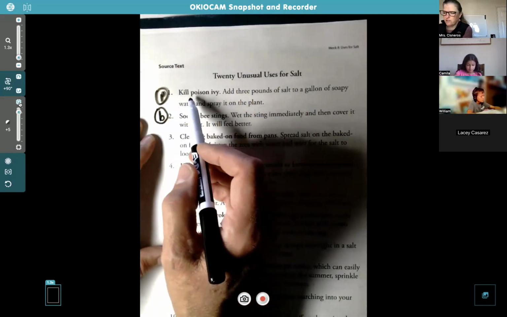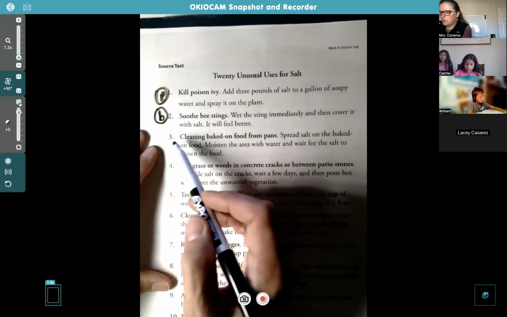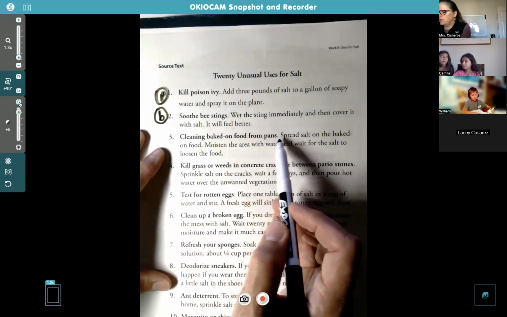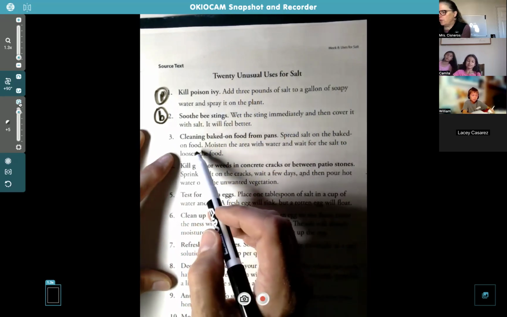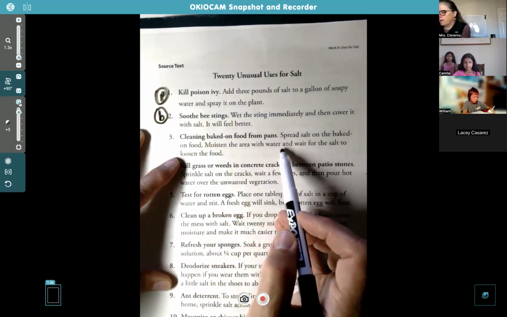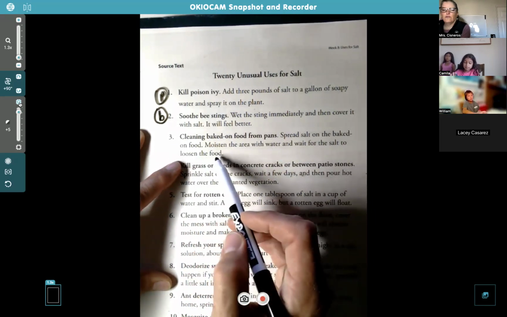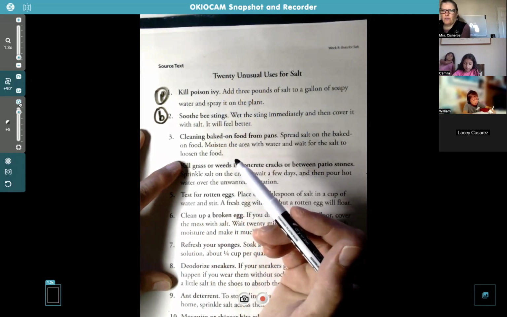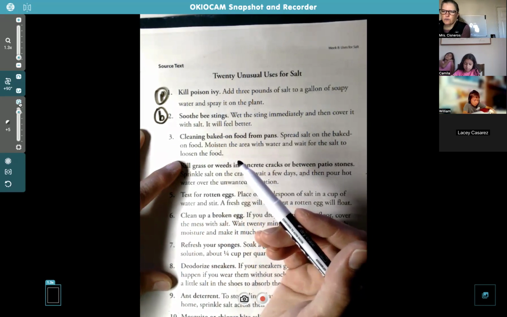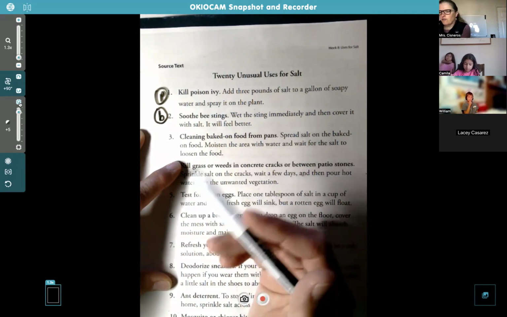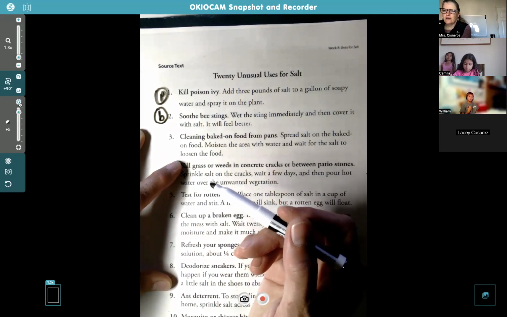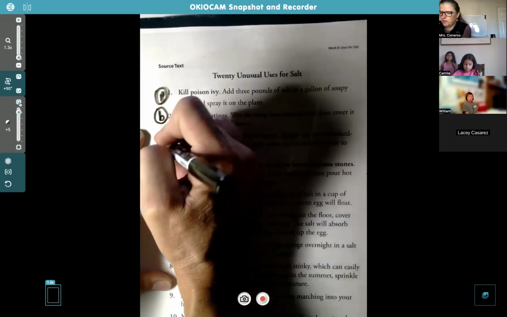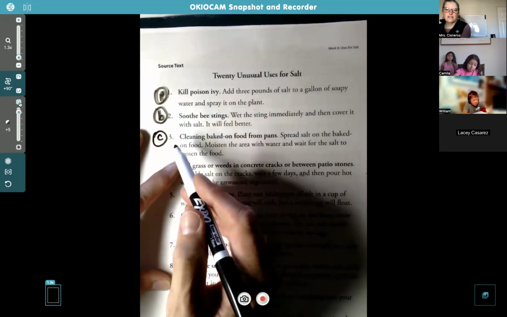So we have a P here next to number 1. We have a B next to number 2. Number 3, cleaning baked on food from pans. Spread salt on the baked on food, moisten the area with water, and wait for the salt to loosen the food. So if your mom or your dad or somebody's baking, it happens to us if we bake something in like a casserole dish, and then after everybody's done eating it, there's food that's stuck on it. This is a tip for you for cleaning it. So put a C with a circle. That's for cleaning. That's going to be number 3.